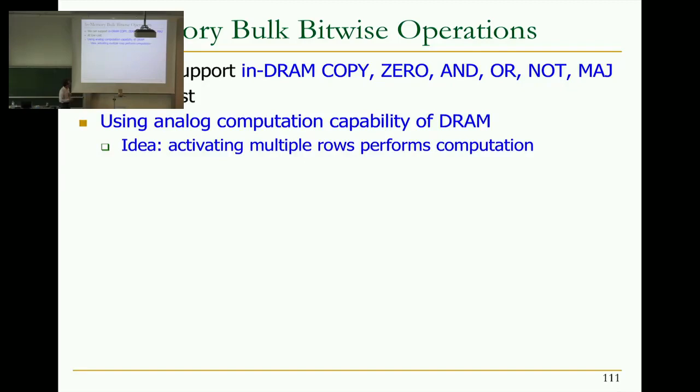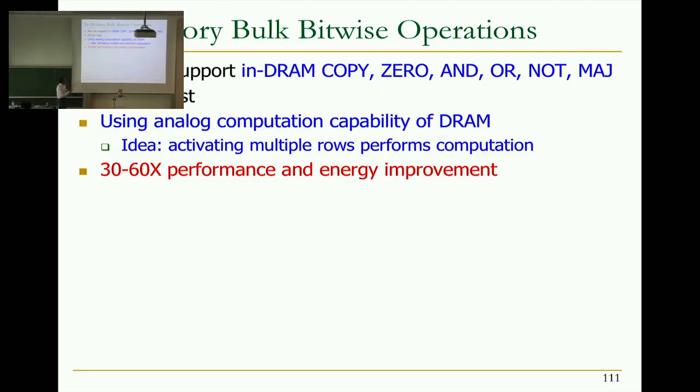And the idea is very simple. Again, making it work will take some effort, as with any kind of analog computing. We want to activate multiple rows. And if you activate multiple rows at the same time, this naturally performs computation in DRAM. I'm going to show you how this is done. And this leads to significant performance and energy improvements. And this paper describes this.